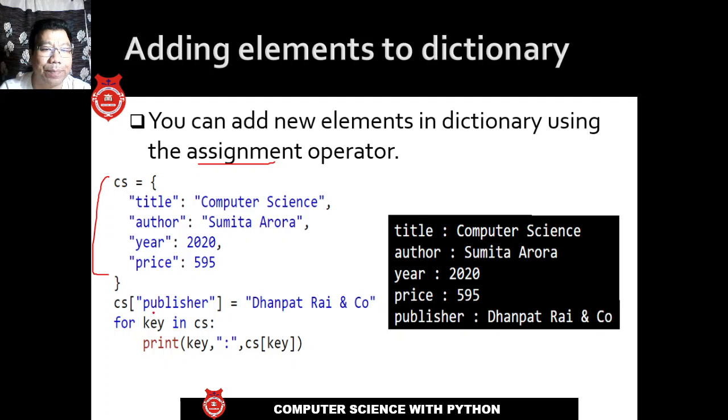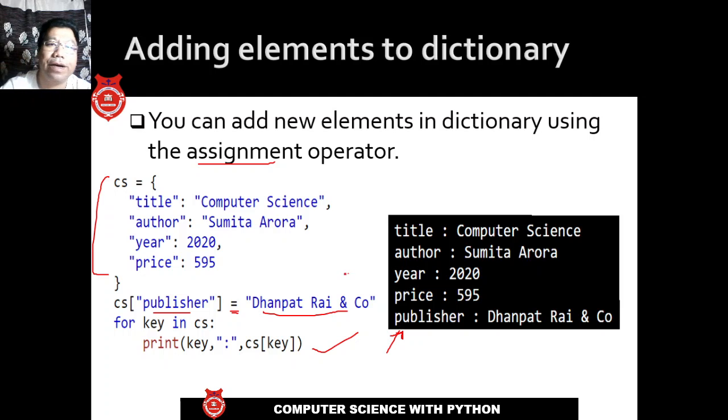If you want to add the publisher for this textbook, you can write CS publisher inside the square brackets, use the assignment operator, and give the publisher value. So if you print all the values, the publisher will also be printed in the output.